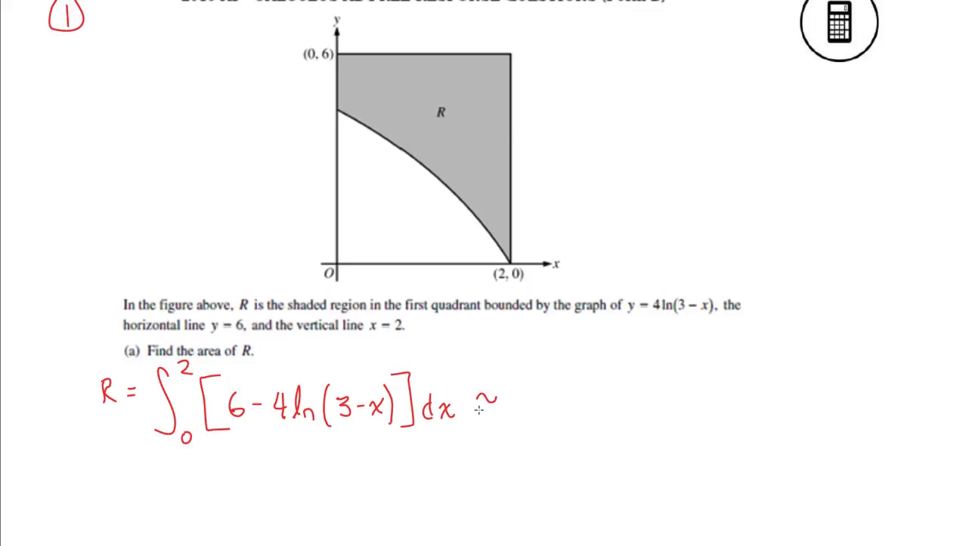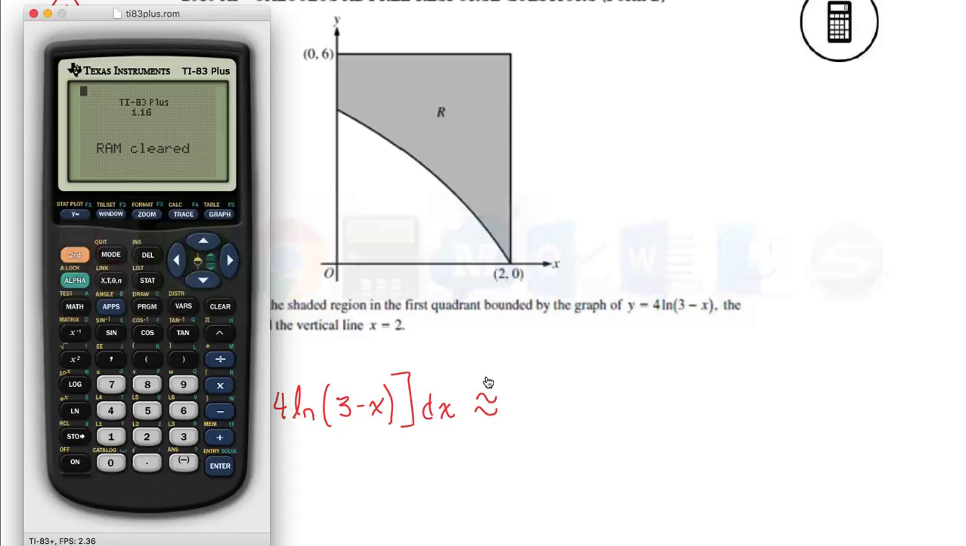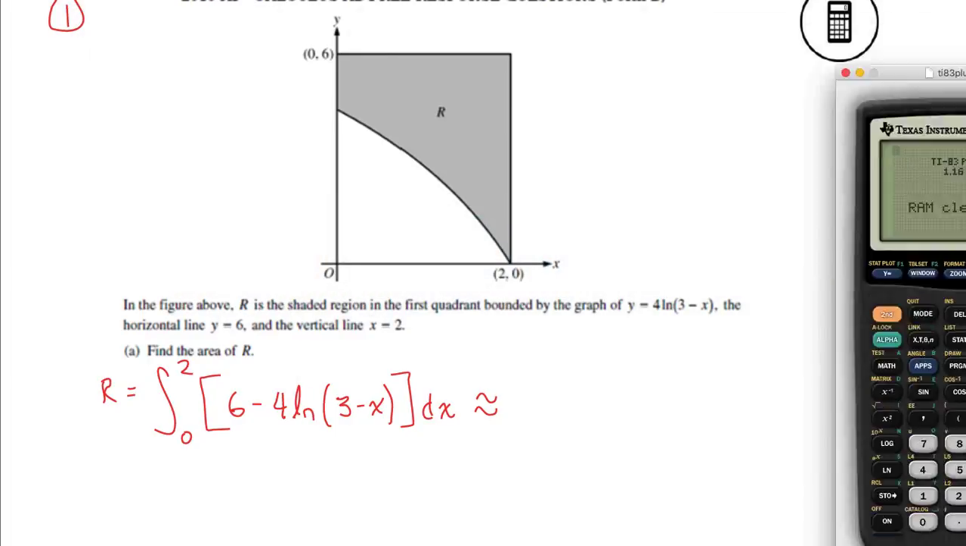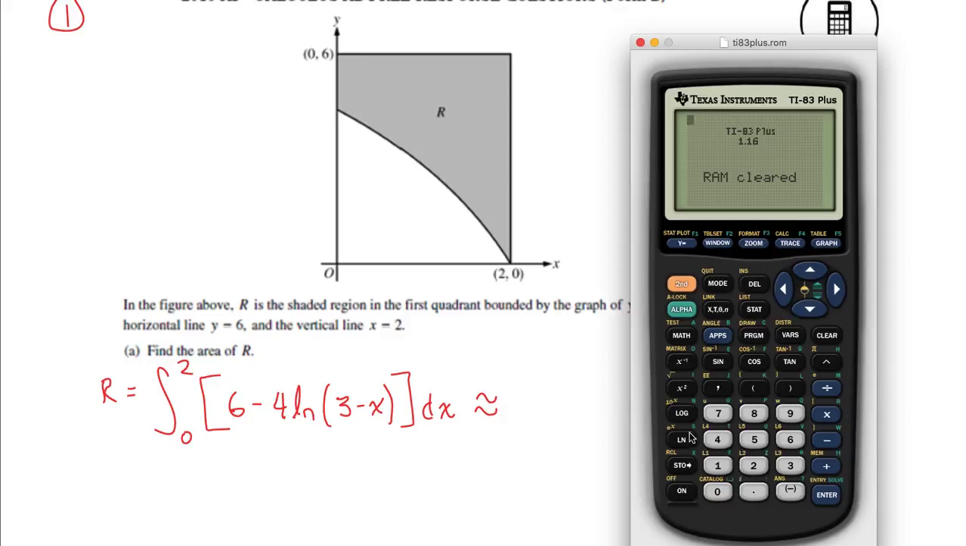And we need to use our calculators to get an approximation here. So if I switch over to my calculator, I can just enter this manually without doing y1 and y2. Although we're going to be using these a lot, so it would be a time saver. 6 is easy to enter, so I'm just going to delete that one. y1 is just 4 natural log of 3 minus x. And second quit. The reason I'm entering that there is because parts A, B, and C all have to re-enter this function.